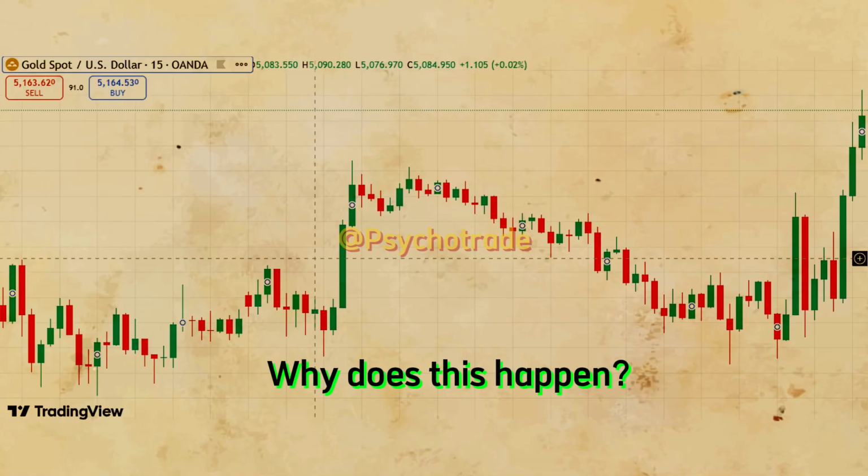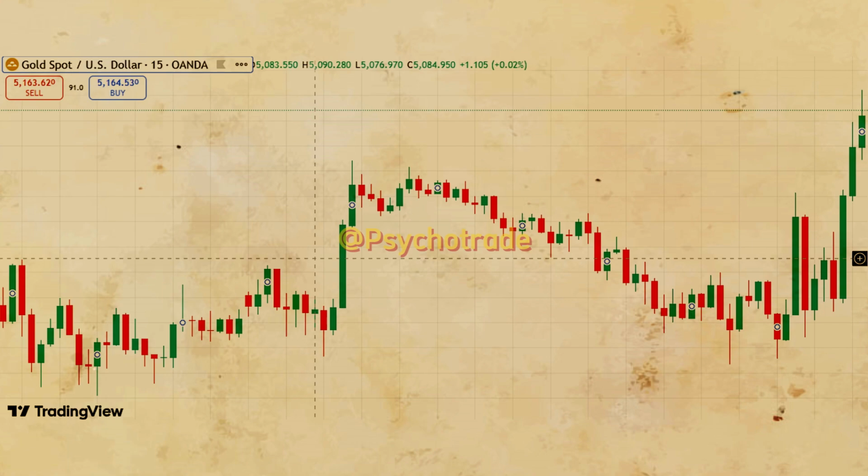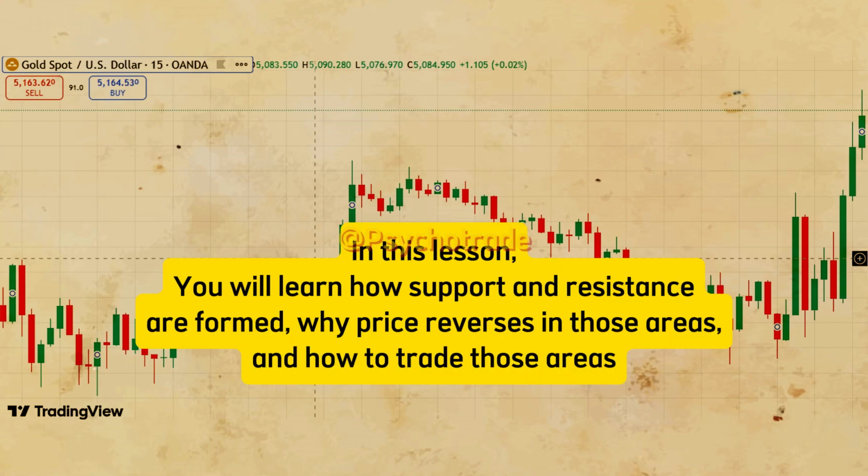Why does this happen? It happens because many traders fail to understand the real principles behind why price moves and why it reverses. In this lesson, you are going to learn something important. You will see how support and resistance are formed, why price reverses in those areas, and how to trade support and resistance zones more effectively. Let's start with market movement.